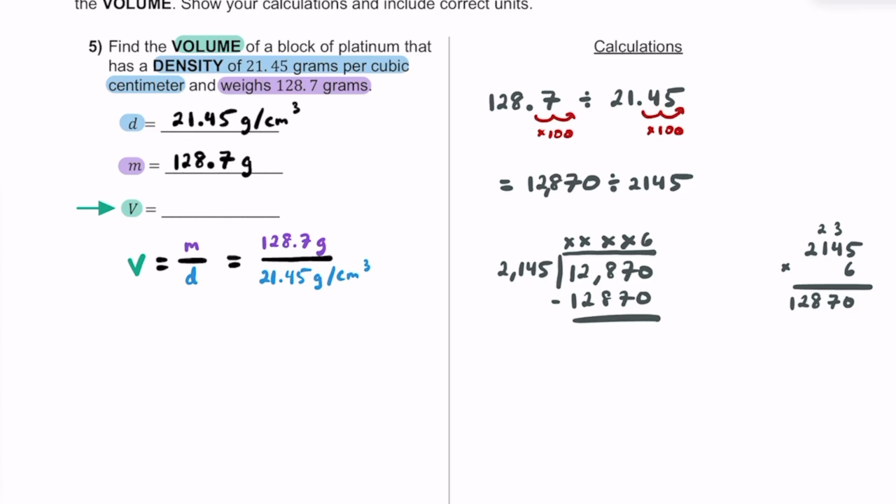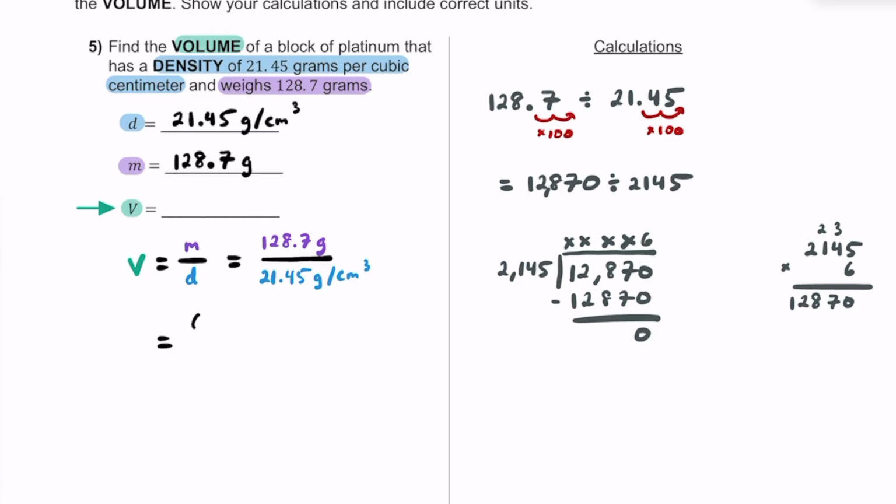You can see here that the remainder was 0. All right, so we just found out that when you divided these two values, the bottom actually goes exactly into the top 6 times. So we can say here that our volume is going to be equal to 6.